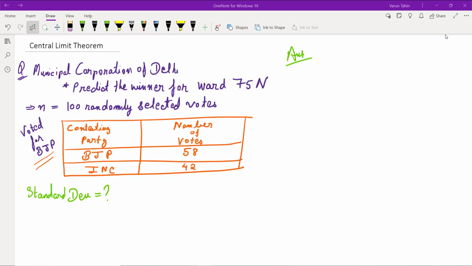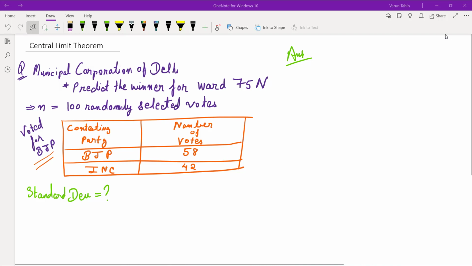Now let us look at one example and solve it using what we know already. So let's say that you work in a news agency which is conducting an exit poll for Municipal Corporation of Delhi elections. And we have been asked with predicting the winner for Ward 75N. Now we asked 100 randomly selected voters from this ward to name the party they had voted for.